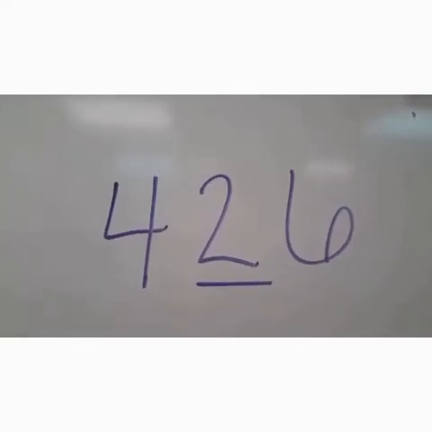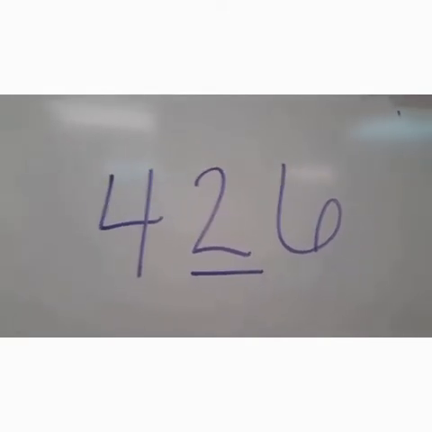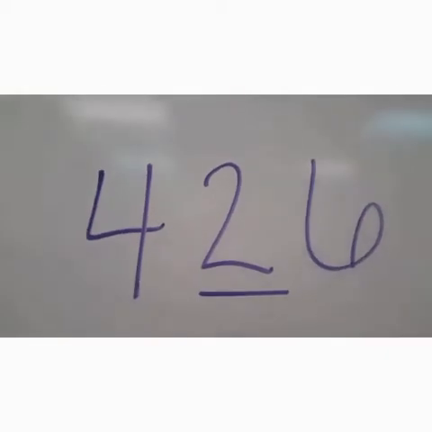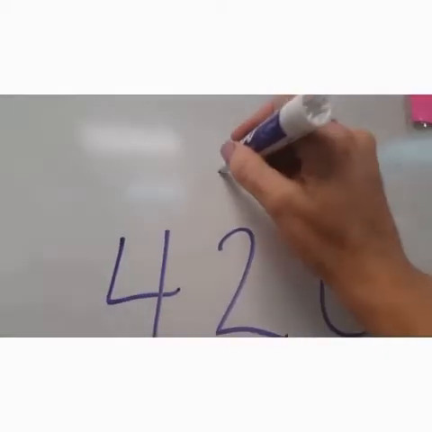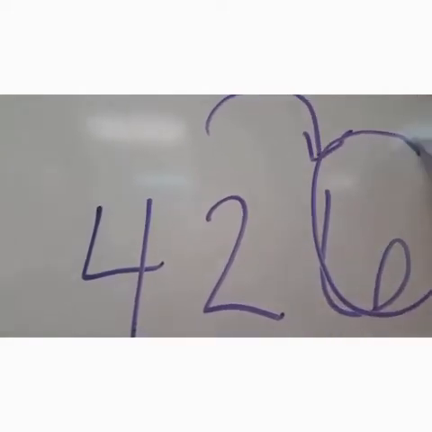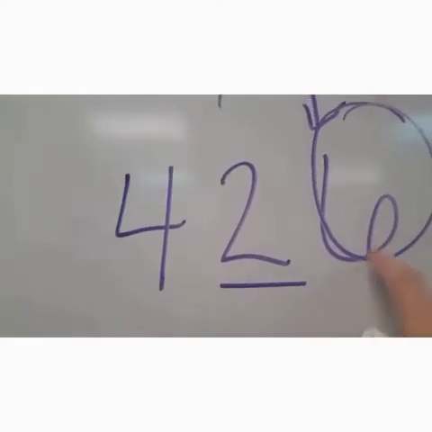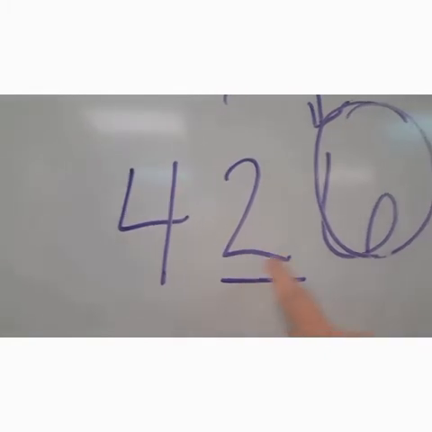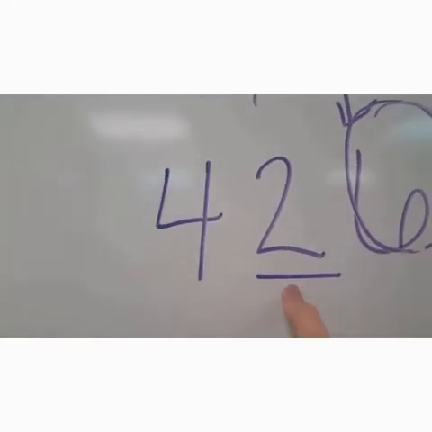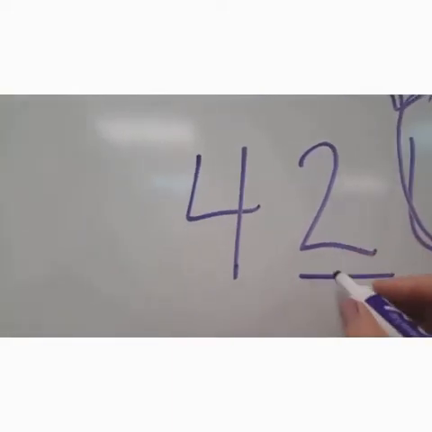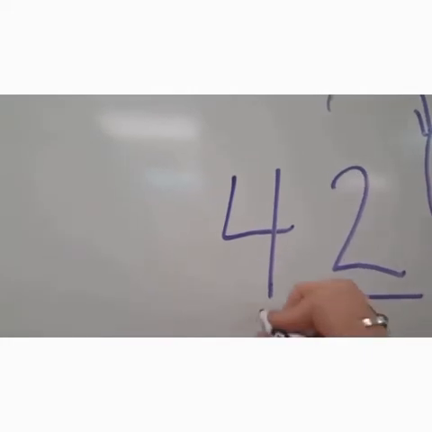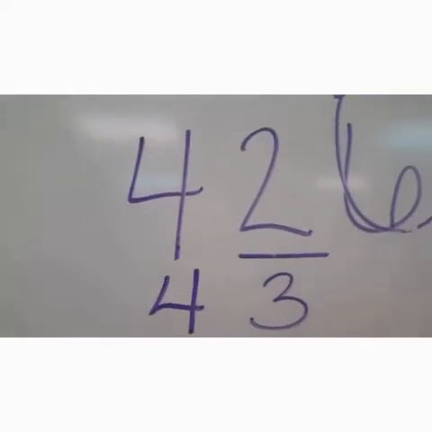426 rounded to the nearest 10 would be 430. The reason why is because we look to the number next door. If that number is 5 or more, we're going to raise the score. So this is 6. 6 is more than 5. So this 2 will become a 3. We're going to keep anything in front of it, so we keep that 4, and everything behind it becomes a 0.